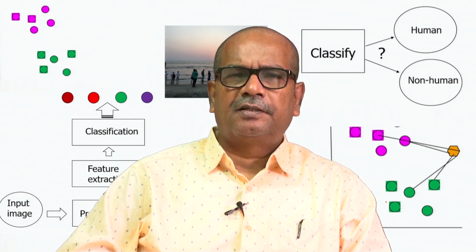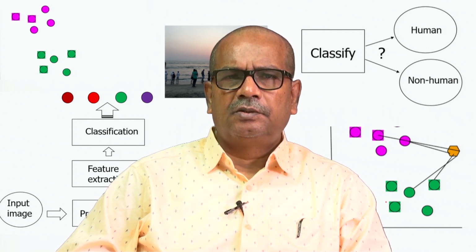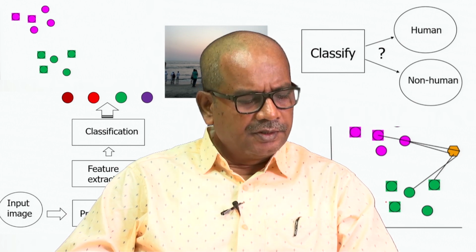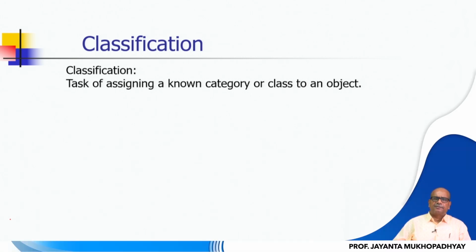Welcome to the subject Advanced Digital Image Processing and Computer Vision. Today we will discuss classification. By the word classification, we mean it's a task of assigning a known category or class to an object.